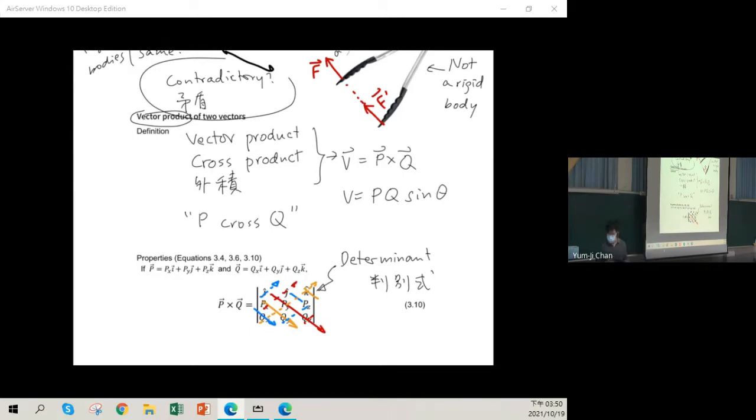For the equation, it is on page 90, equation 3.10. Please take a look at home, and I will go through it quickly on Thursday. It is equation 3.10 on page 90. Okay.